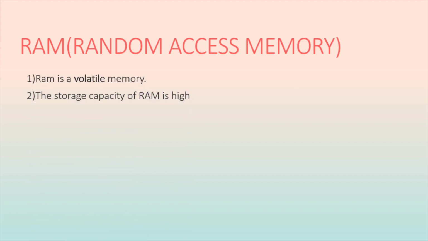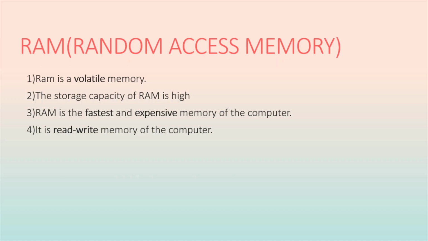RAM, random access memory. RAM is a volatile memory. The storage capacity of RAM is high. RAM is the fastest and most expensive memory of the computer. It is the read and write memory of the computer. So, RAM is a fast and expensive memory. It is used for modification purposes. You can write and read information from it.